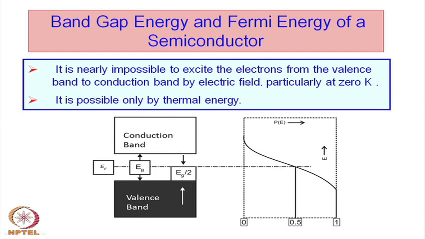It is nearly impossible to excite the electrons from the valency band to the conduction band by electric field, particularly at 0 K. It is possible only by thermal energy, that has been already mentioned. So, it is the thermal energy which is required first of all to excite the electrons from the valency band to the conduction band, because the band gap is such that only with thermal energy one can excite electrons from the valency band to the conduction band. Electric field is not good enough.